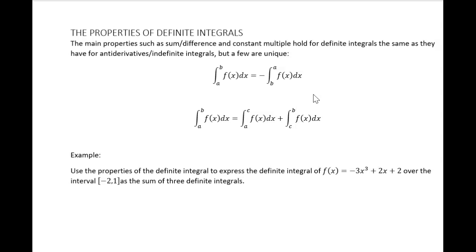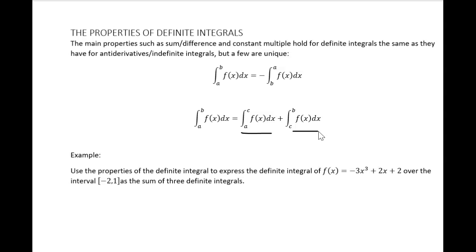So our main properties are sum and difference and constant multiple, and they're pretty much exactly the way you would expect them to be based on your knowledge of limits and derivatives and the same properties in those contexts. There are a few properties that are unique to integrals. The first one is that the integral from a to b of f of x dx is equal to the negative integral from b to a of f of x dx. As well as this idea that you can break an integral into two bounded parts, which is actually how we're going to find our total area.